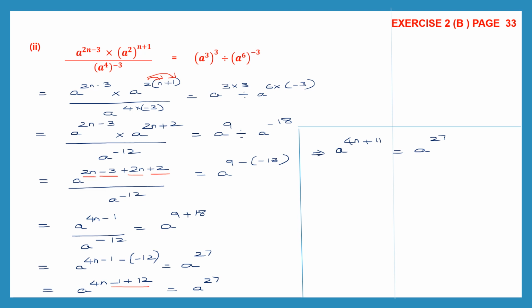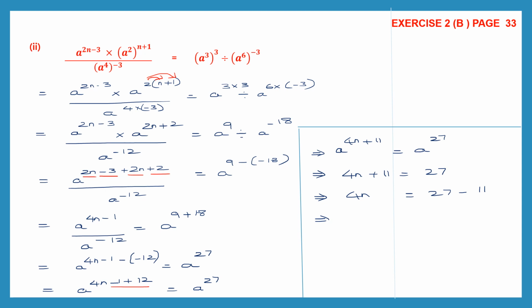Now here, as you can see, the base is equal. It says equal, isn't it? If the base is equal, that means the powers also are equal. So in that case, we can say 4n plus 11 is equal to 27. Only the powers. So I've taken only the powers because we need to find the value of n, and they are equal because the base is equal. Now we can find the value of 4n by saying 4n is equal to 27 minus 11, because we have transposed plus 11 to the other side, it's become minus 11.